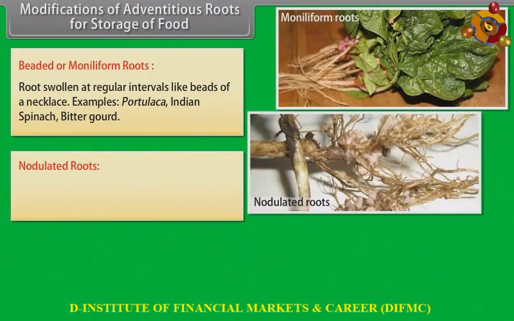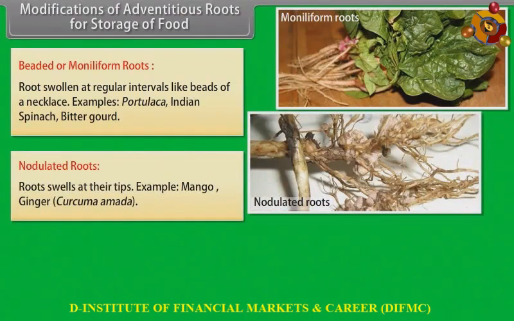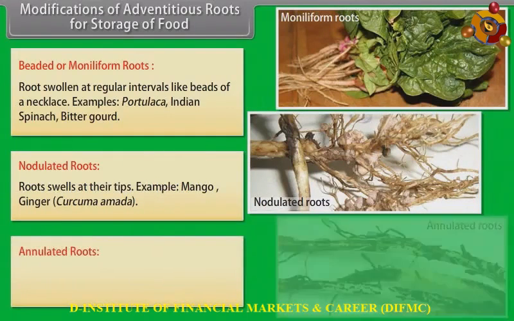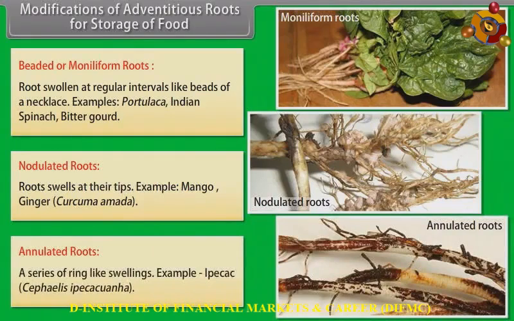Nodulated roots. Roots swell at their tips. Example, mango ginger. Annellated roots. A series of ring-like swellings. Example, ipecac.